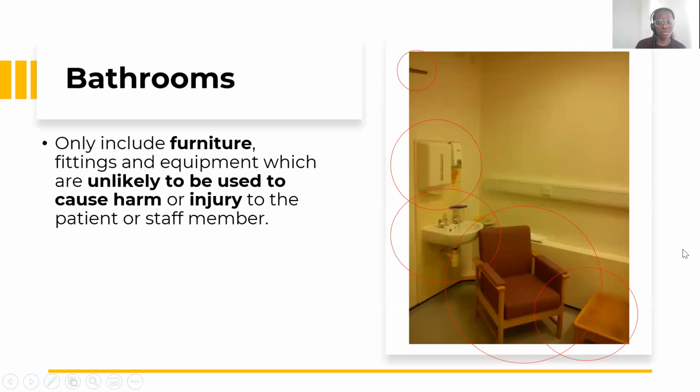So bathrooms, we don't often see bathrooms, so we don't really have any photos of good bathrooms, but this is a photo of what a bathroom shouldn't look like. So like the rest of the room, it should only include furniture, fittings, and equipment which are unlikely to be used to cause harm or injury to the patient or staff member. So it shouldn't be used as a storage room. There shouldn't be things like chairs in there. Any hand dryers, hand soap, sinks, they should all be anti-ligature with no sharp edges to prevent harm for everyone. Next slide, please.